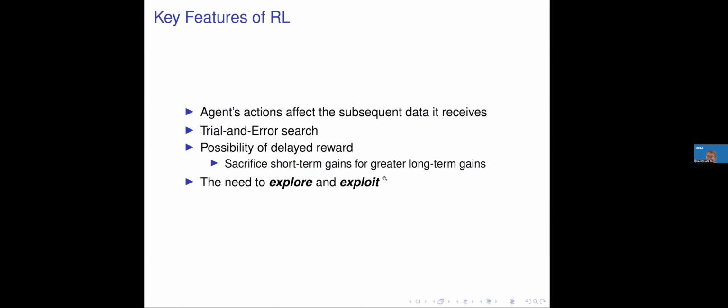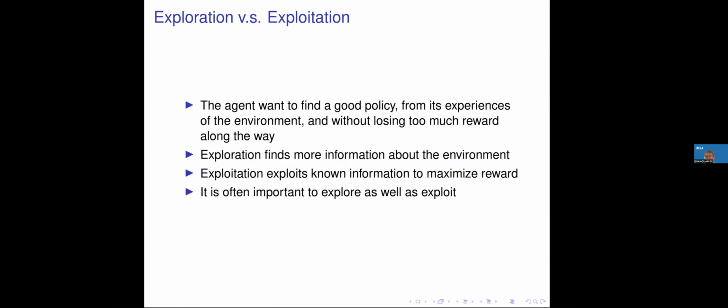And there's a very important concept called exploration and exploitation. So let me explain it to you. The agent wants to find a good policy from its past experience of interacting with the environment without losing too much reward along the way in pursuit of the optimal policy.